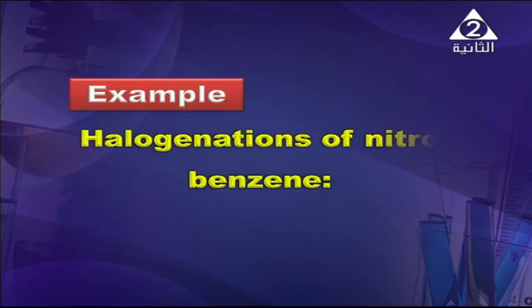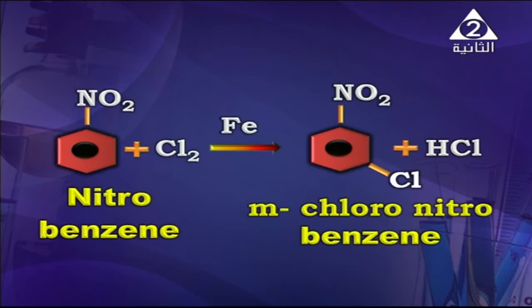For example, the halogenation of nitrobenzene. Here the chlorine is added to nitrobenzene and the nitro group is a meta-directing group, so forming meta-chloro-nitrobenzene, and its IUPAC name, which is numbering only, will be 3-chloronitrobenzene.